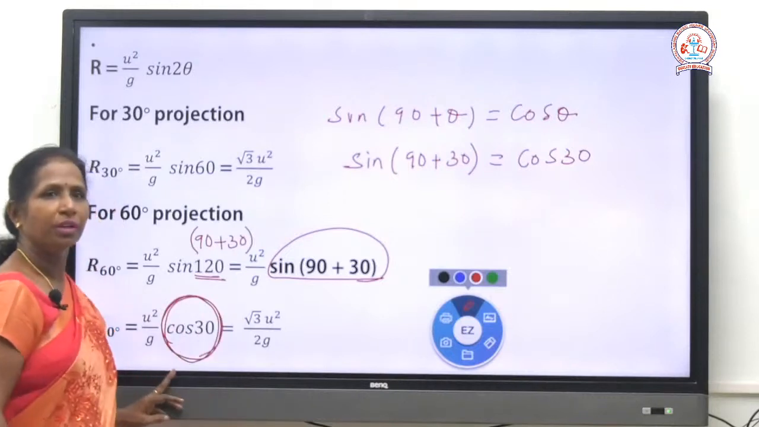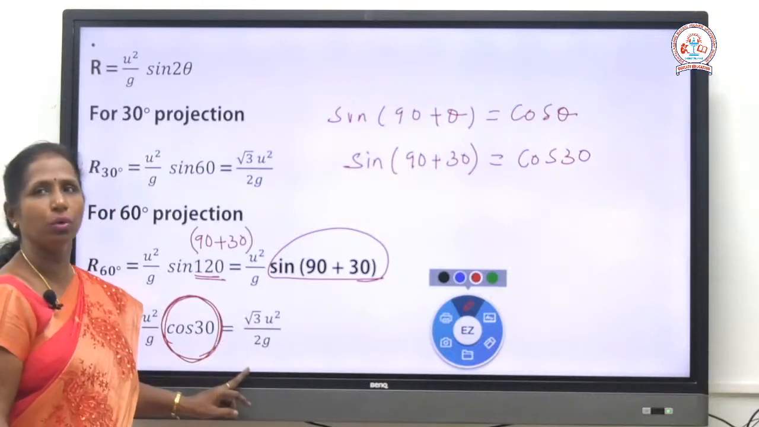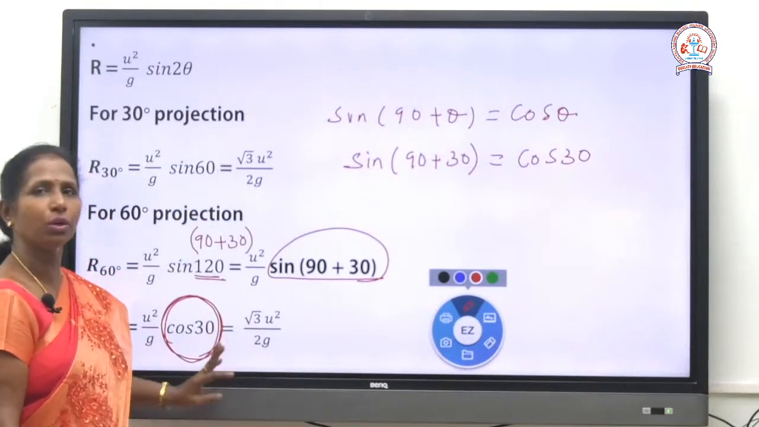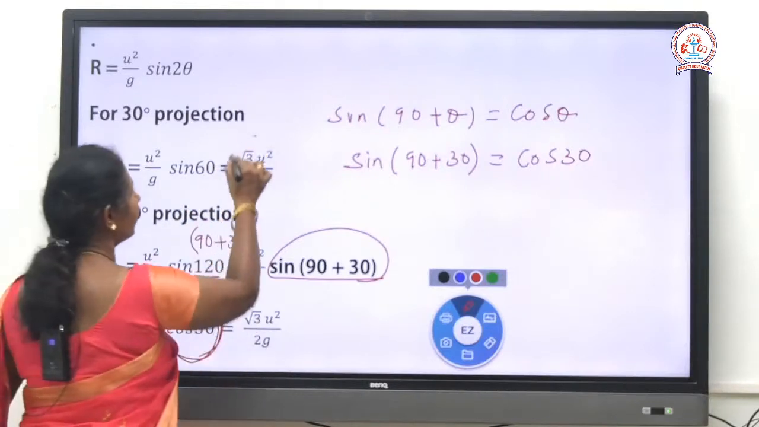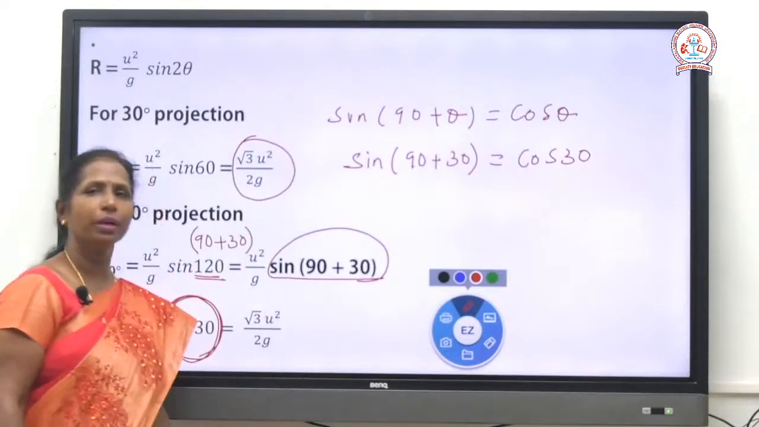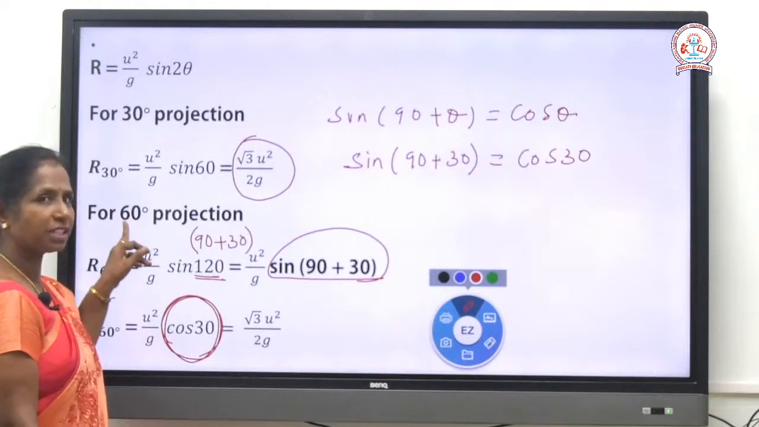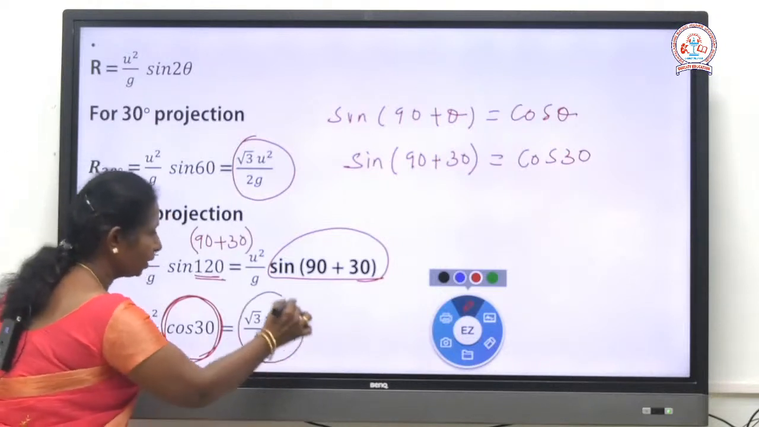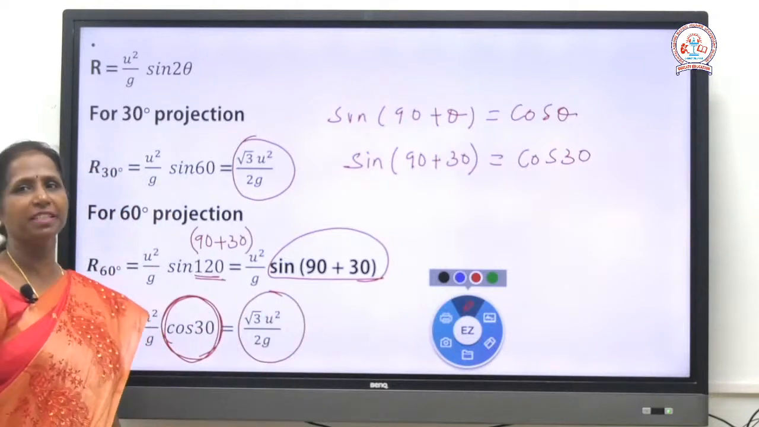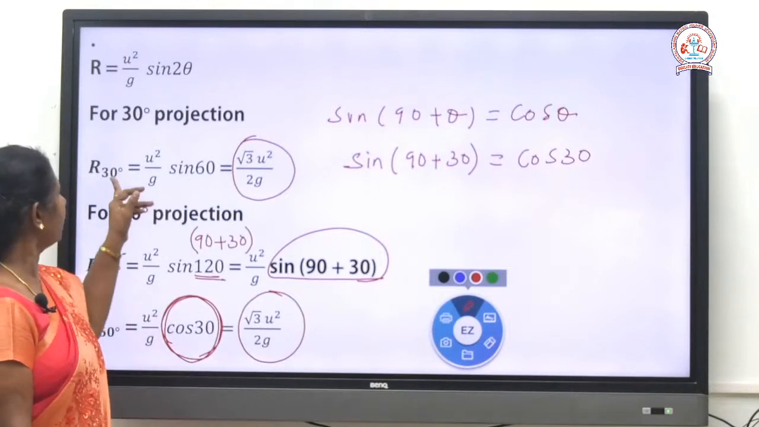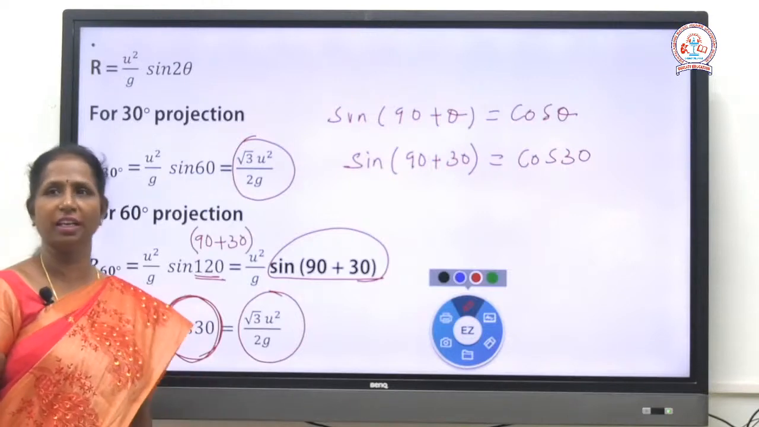Instead of sine of 90 plus 30, we can write cos 30. Cos 30 is also root 3 by 2, just as sine 60 is root 3 by 2. So what answer are you getting for this? Root 3 by 2 u square by g. For 60 degree projection, root 3 by 2 u square by g. Both the answers are the same. Therefore, R30 equal to R60.